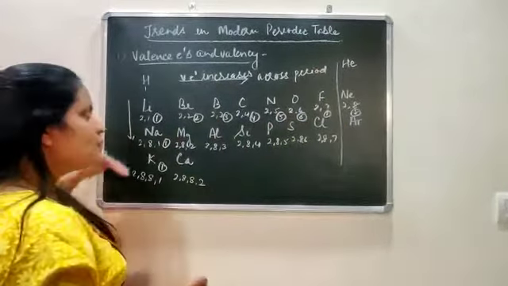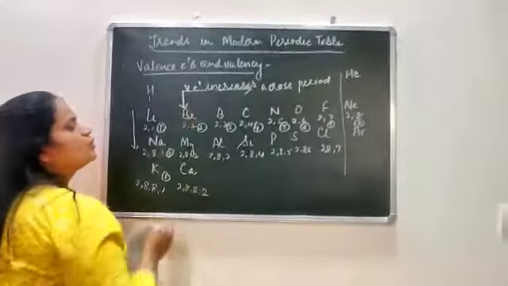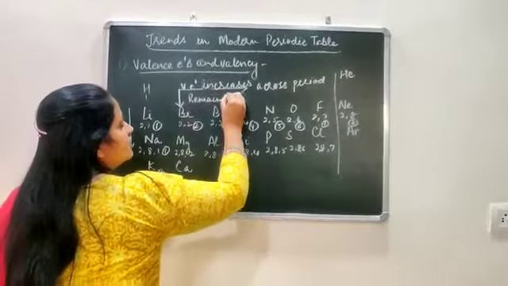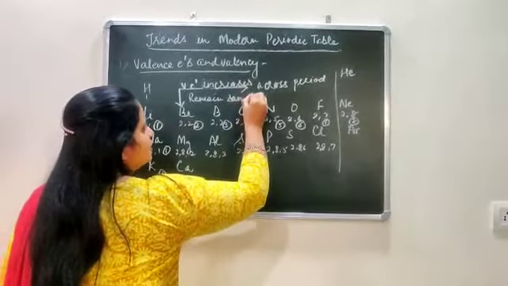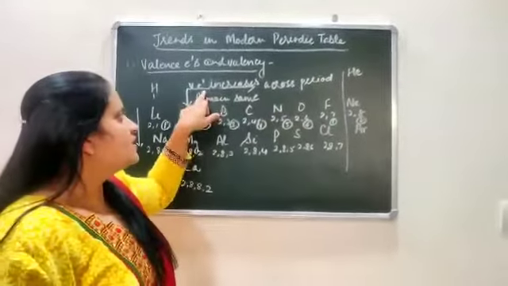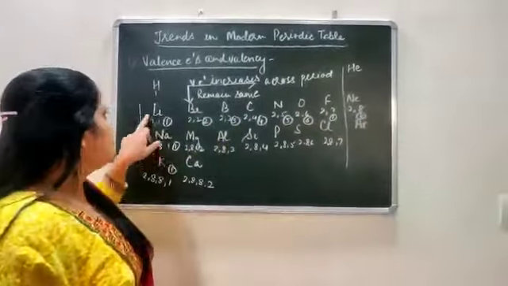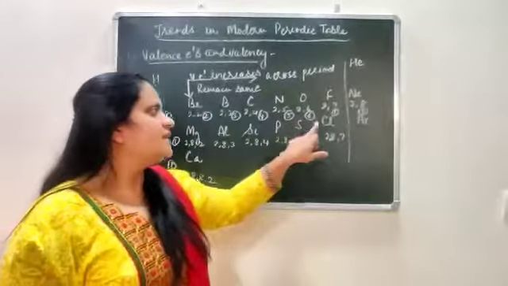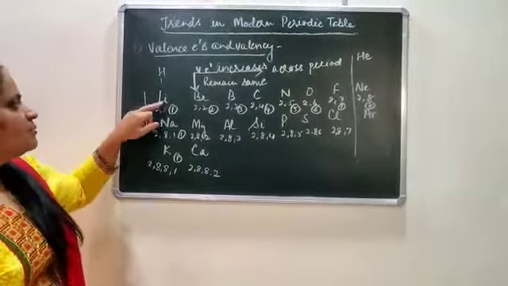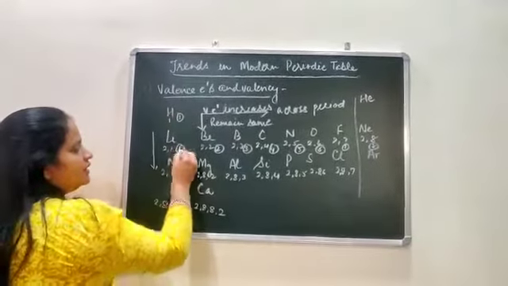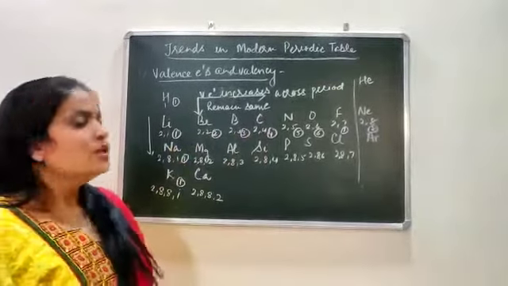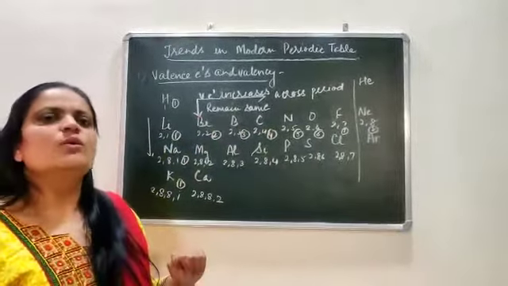But when we are moving from top to bottom along a group, they remain the same or constant. So what do we define about the valence electron first? When we are moving left to right, the valence electron will continuously increase. Here you can see 1, 2, 3, 4, 5, 6, 7, 8. They are continuously increasing. But when we are moving from top to bottom, the number of valence electrons in case of hydrogen is 1, lithium 1, sodium 1, potassium 1. So the valence electron will remain the same.